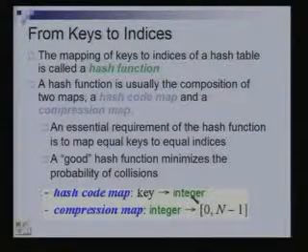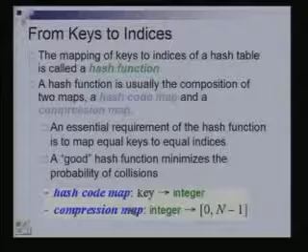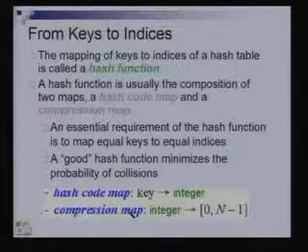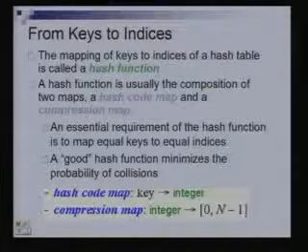Now we need to bring it to the size of our hash table. If n is the size of my hash table, then I need to bring this integer to the range 0 through n minus 1, so that it can be mapped to an index of my table. That part we will call the compression map, and we will see what kind of functions are used for these two things.